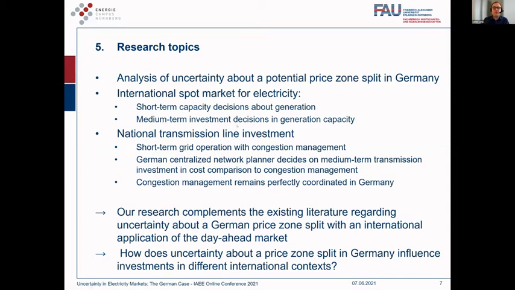So we look both at short-term grid operation with the application of congestion management, in our case redispatch mainly. And there is a German network planner that we're looking at who decides on medium-term transmission investment, which is always in cost comparison to congestion management, of course. So we see that this research is actually complementing the existing literature regarding uncertainty about a German price zone split, but we add this international application of this day-ahead market. So the question that we want to answer is, how does uncertainty about a price zone split in Germany influence investments in different international contexts?